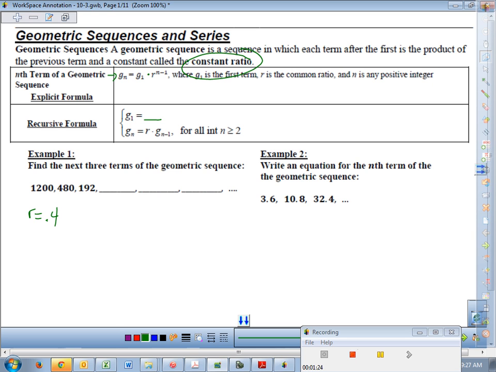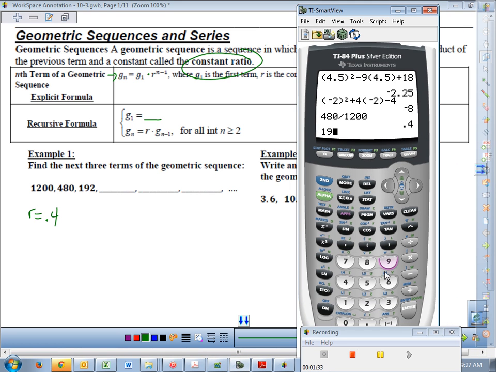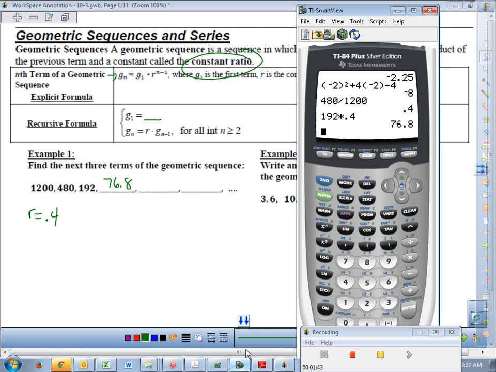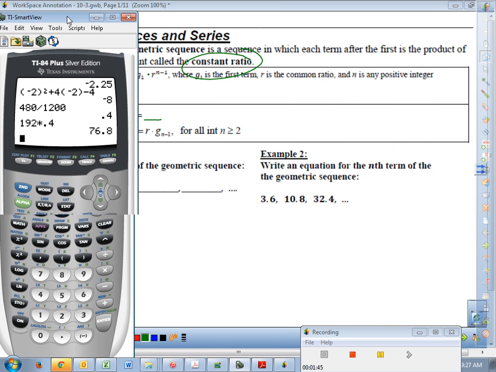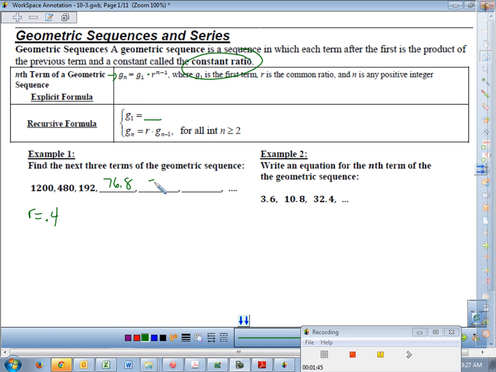Cool. And now let's find the next term. Don't we need to take that 192 times 0.4 and get 76.8? And then what would you do to find the next term? Take that times 0.4, right? 30.72. And now your calculator is ready to rock.